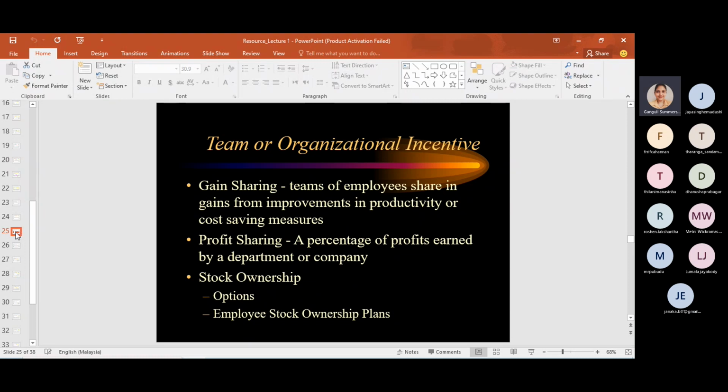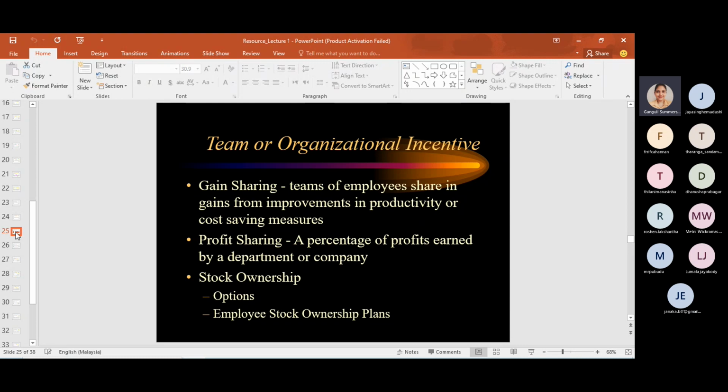Profit sharing means you are sharing the profit with a few other people. For example, if there is a 10% profit, you can share this profit among 5 people, and each person will take 2%. Likewise, you share the profit among a few people. That is how profit sharing works.